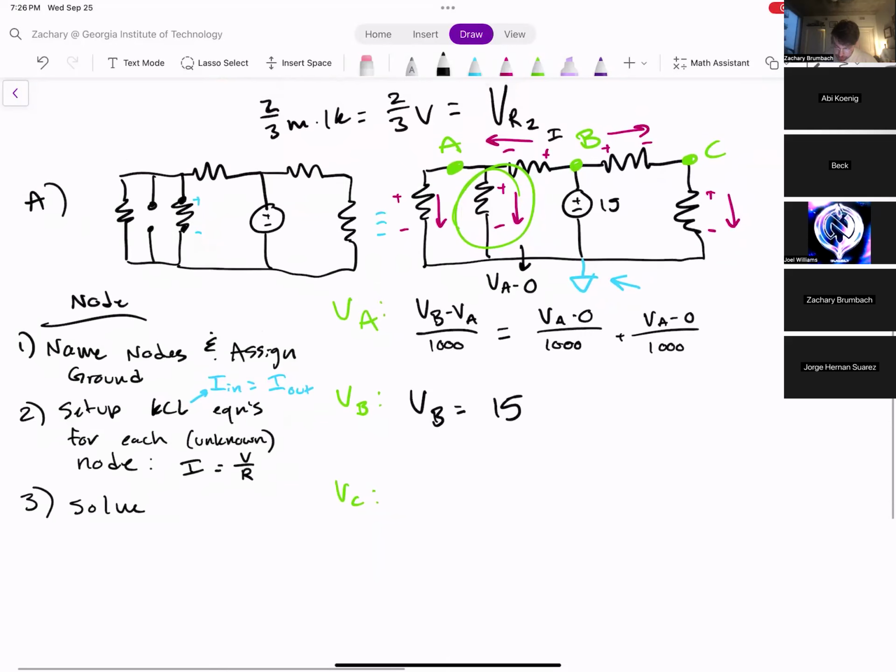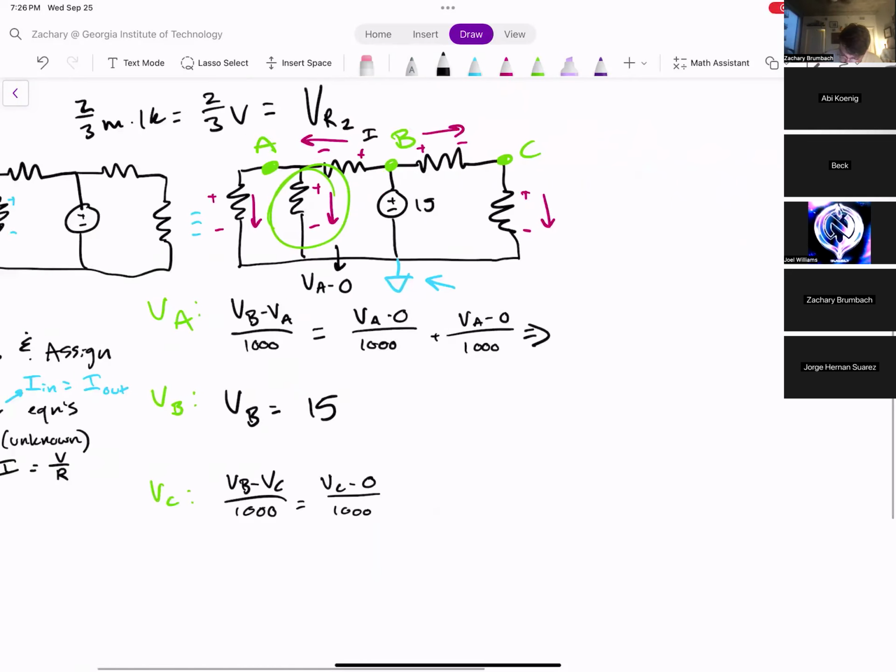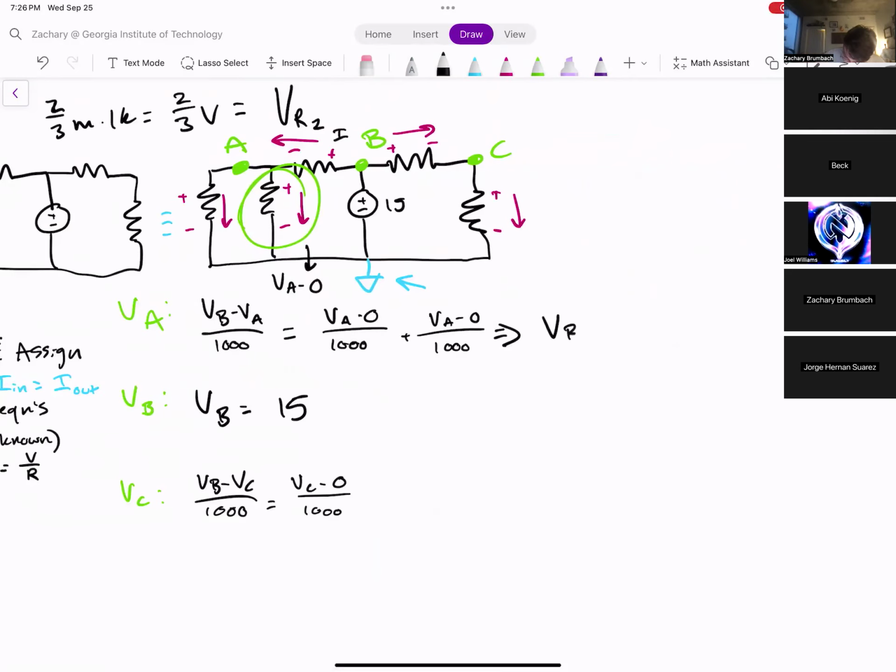And then I'll write out my equation for VC, even though it's actually not that relevant here. And what we'll have is going in, we have VB minus VC over 1000, equals VC minus zero over 1000. So we can rewrite all of these. The thing I usually like to do is get rid of the denominator by multiplying by the least common denominator, or by a number that gets rid of all denominators, right? So I'm going to rewrite this as just multiplying everything by 1000, and I get VB minus VA equals 2VA.